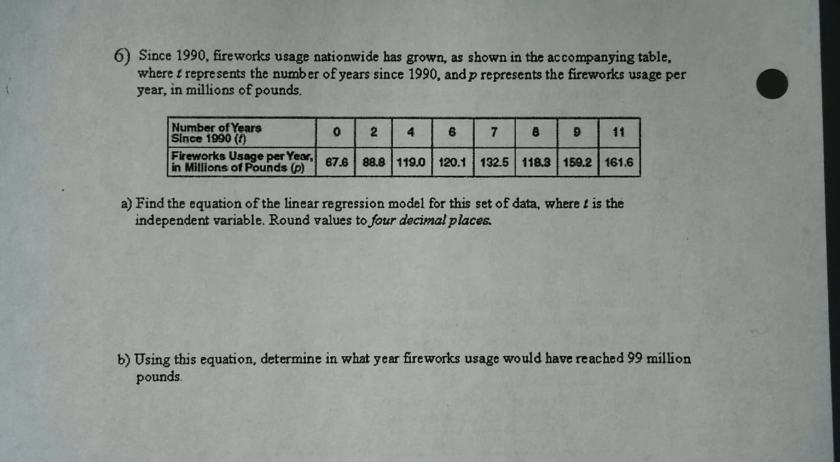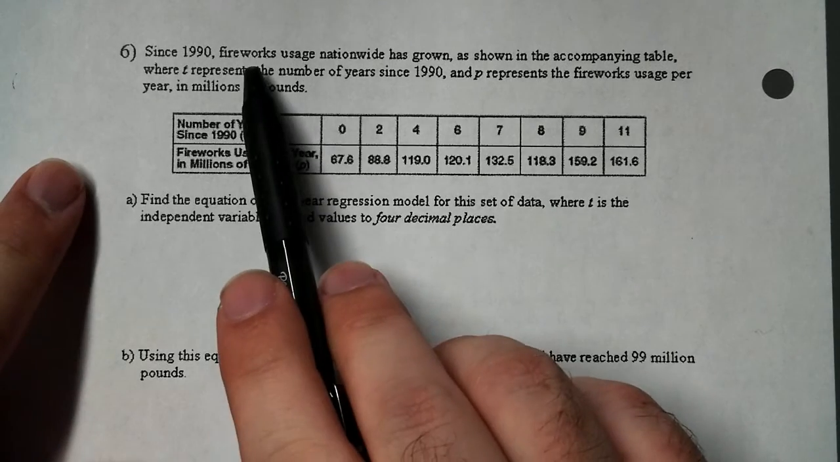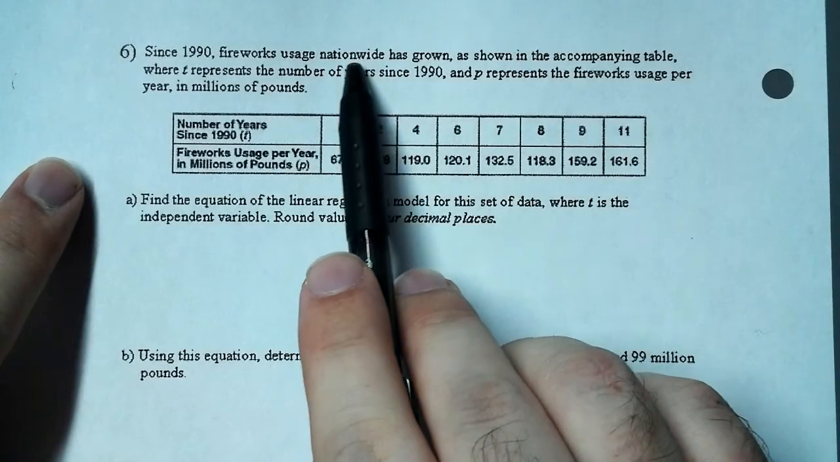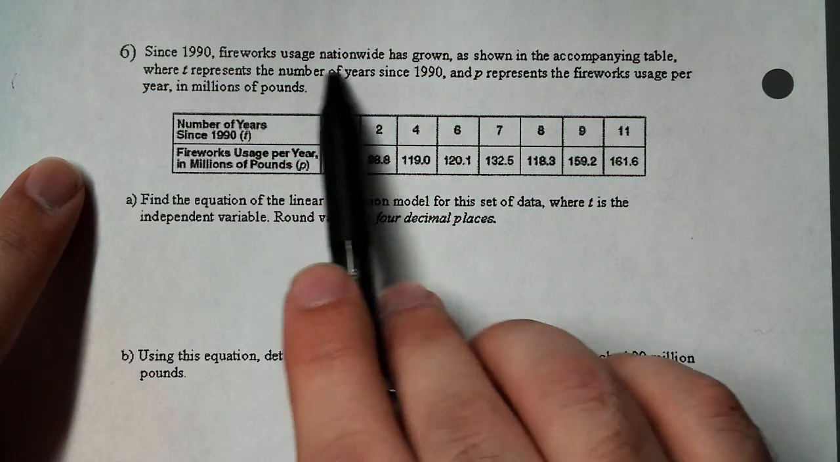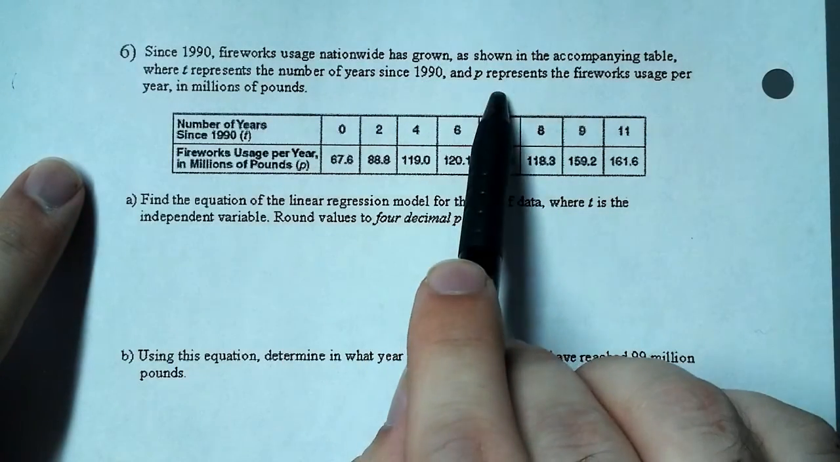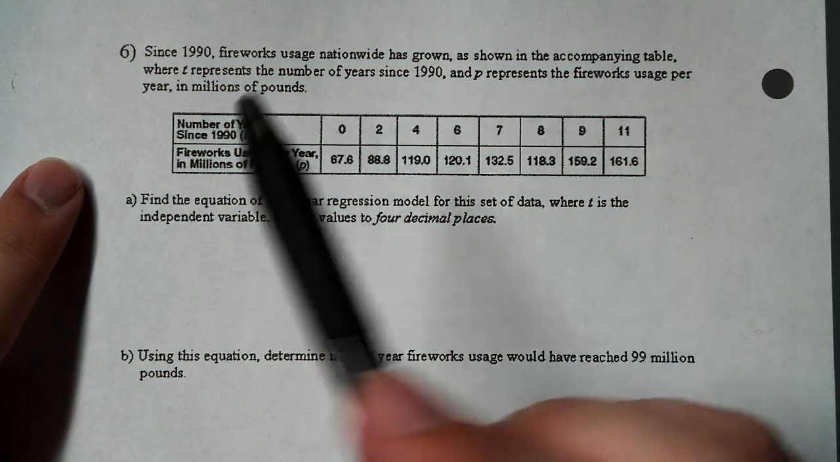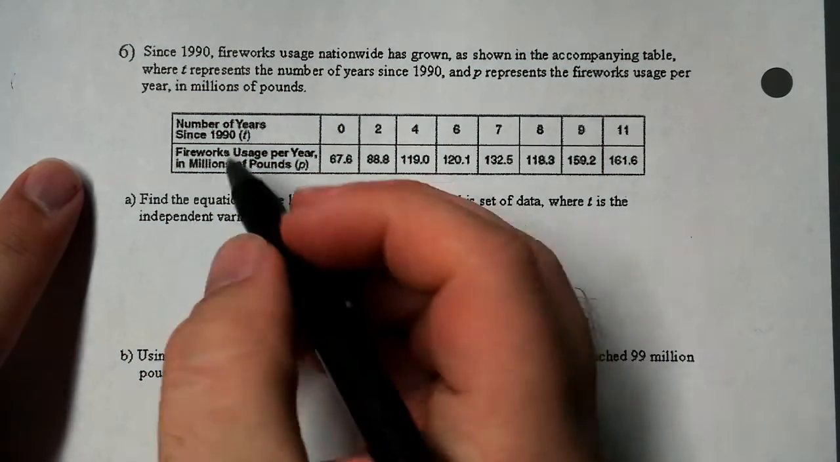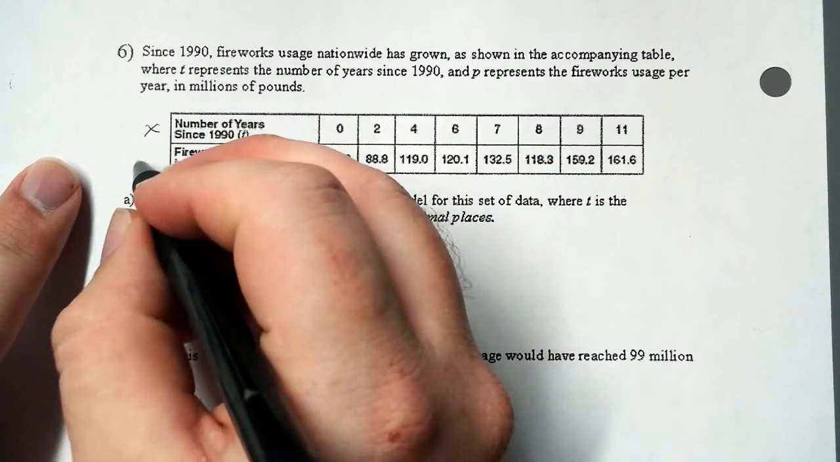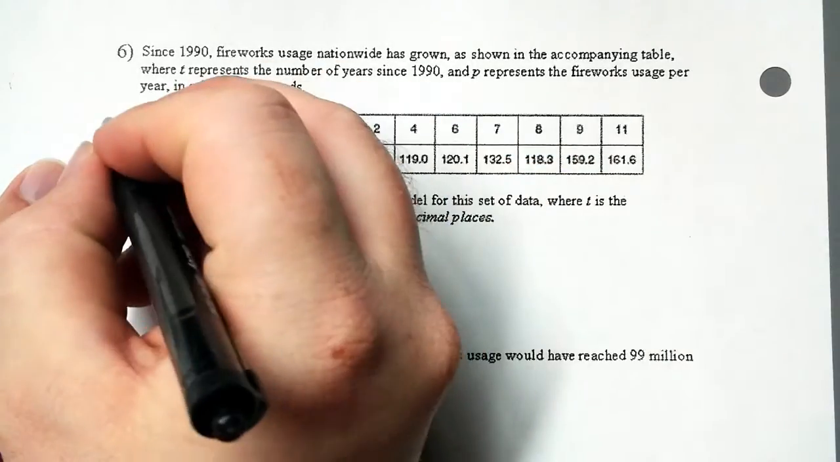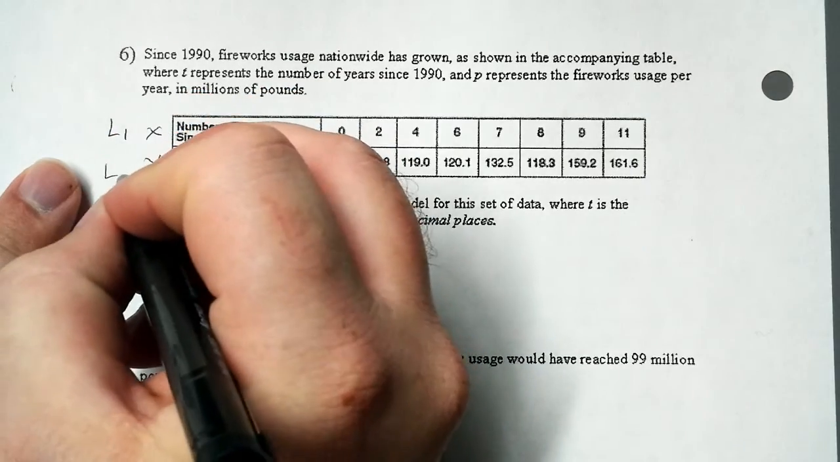All right, next part of the notes, we've got number 6. Since 1990, fireworks usage nationwide has grown, as shown in the accompanying table, where T represents the number of years since 1990, and P represents fireworks usage per year, in millions of pounds. The number of years since 1990 is going to be our X. This one will be our Y. Remember, the X's go in the L1, the Y's go in the L2.